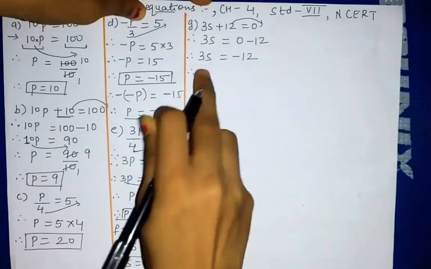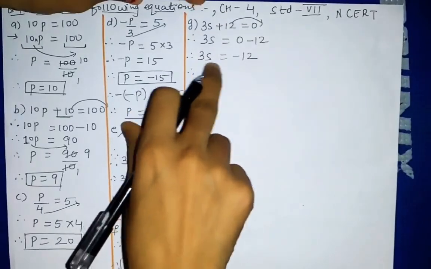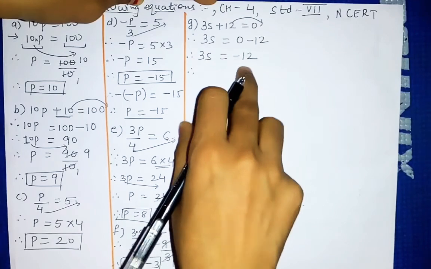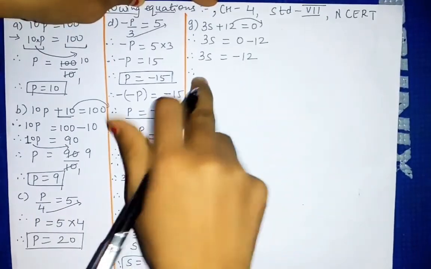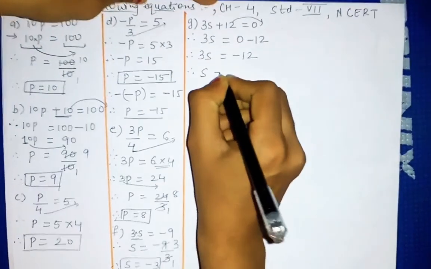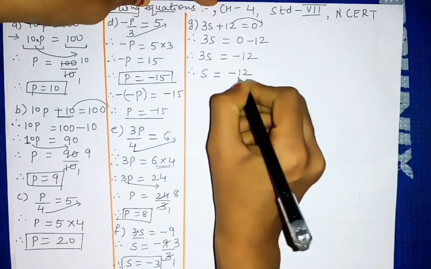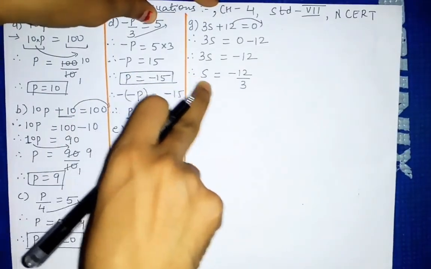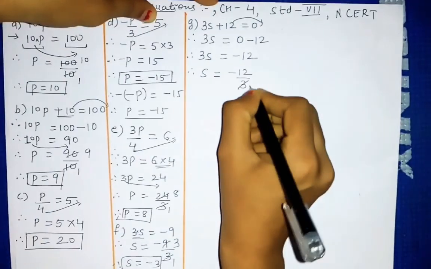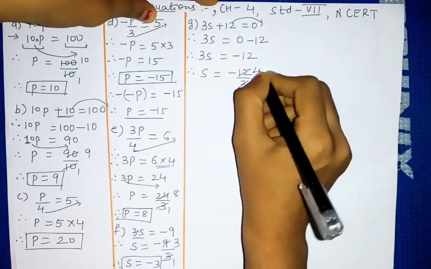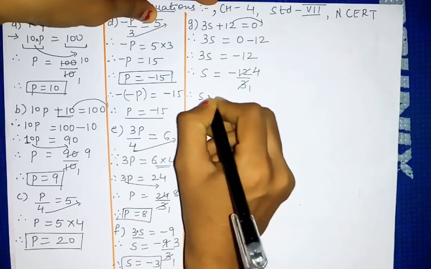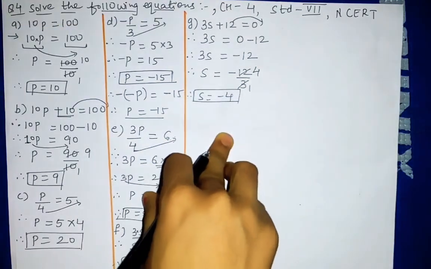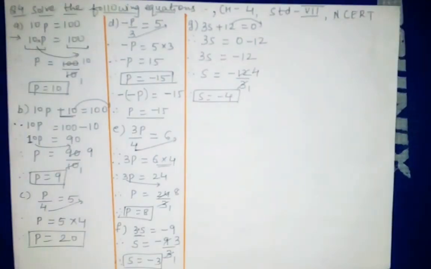Now next step, this 3 we have to remove. This 3 is in multiplication. So where will it go? It will go here in division. So this side only s will be left, and this side minus 12 upon 3. This 3 which was here was in multiplication; I have taken it down in division. So 3 fours are 12. So s equals minus 4 is our answer. So this is our answer, s equals minus 4.